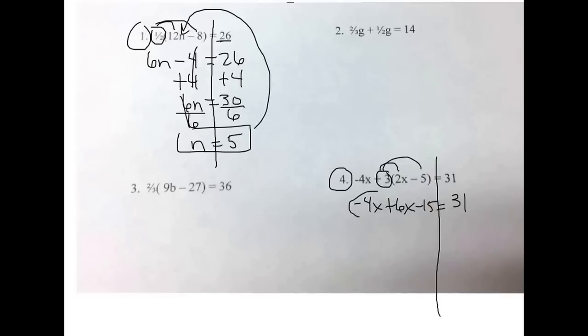Now these are like terms, so I'm going to combine them. -4 plus 6 is 2x. Bring down my -15 equals 31. Okay, now I'm down to where I just have 2 steps left. -15 gets a +15.